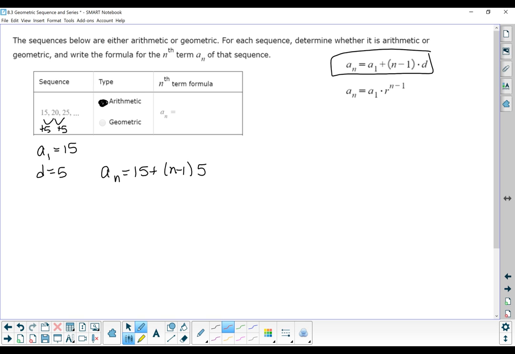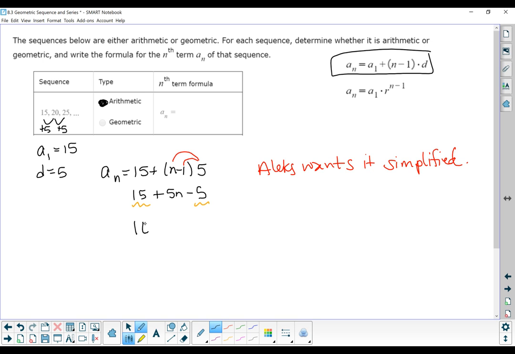Alex is going to want you to clean this equation up. So we need to distribute the 5. So this is 15 plus 5n minus 5. And then we can combine the like terms here, the constants. So this is 10 plus 5n. And that would be our equation. Or you could write it as 5n plus 10 if you wanted. Either way would be fine.